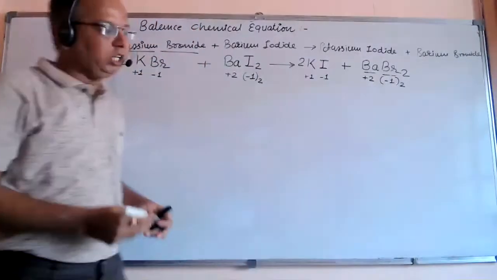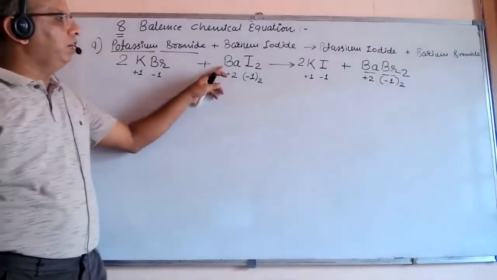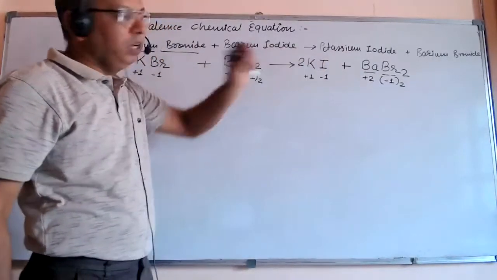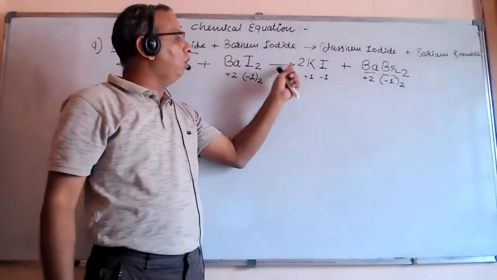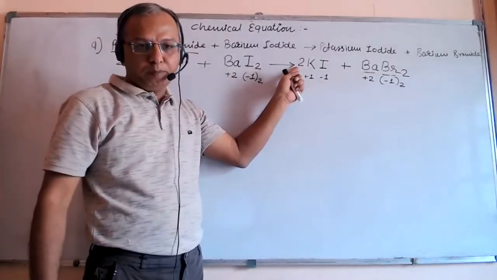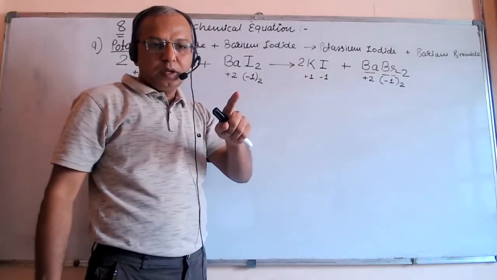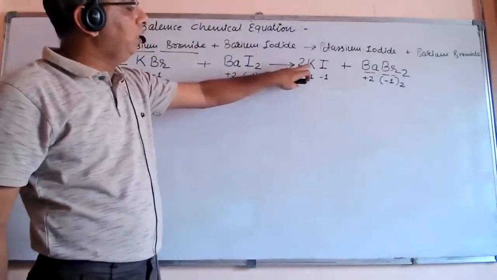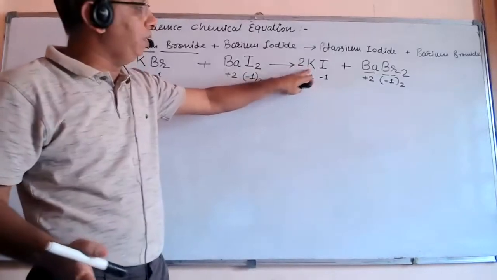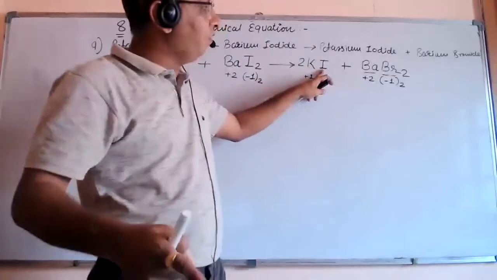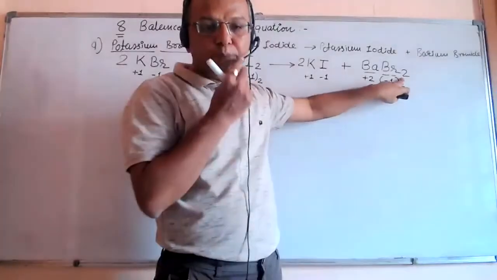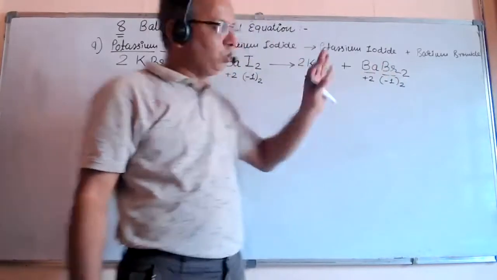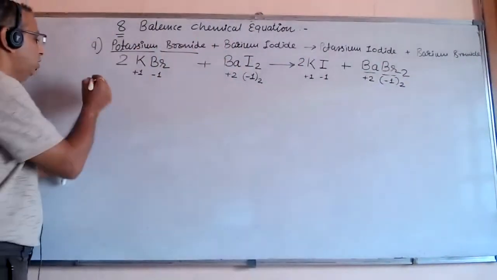Now please check it out. Barium 1, barium 1, iodine 2, iodine 2 times. The number written in the beginning of the compound is applicable to all the elements. For example, this 2 is applicable to potassium as well as iodine. But friends, this 2 is applicable to only bromine, not barium. So this is the balanced formula.